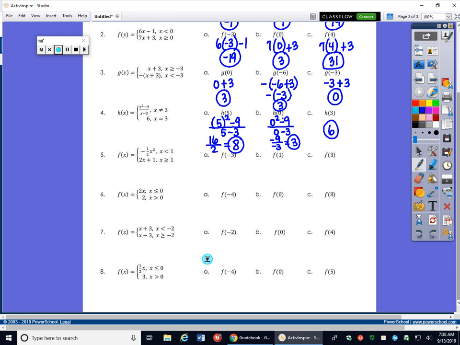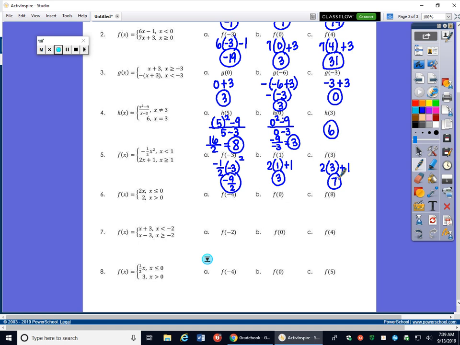Number 5. F of negative 3, so that occurs when x is less than 1, so that's the top equation. So negative 1/2 times negative 3 squared. So 9, that's going to be negative 9/2. Okay, negative 1/2 times 9 is negative 9/2. F of 1 is going to occur when it's equal to 1, that's the bottom equation. So 2 times 1 plus 1, which is 3. F of 3 is when it's greater than or equal to 1, that's the bottom equation. So 2 times 3 plus 1 is 7.